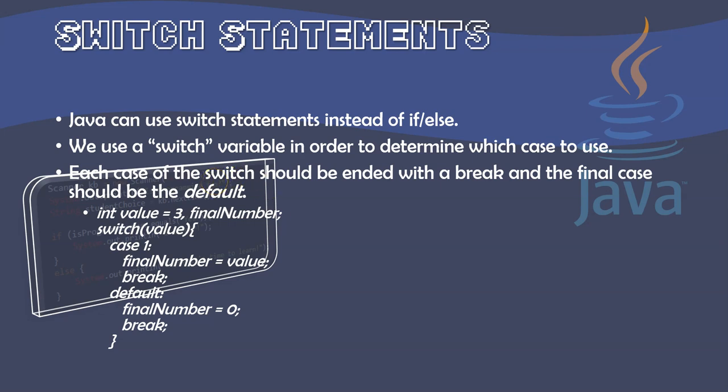And if we look at this example real quick, I have int value is 3 and final number. I have switch value. Case 1, final number is equal to value. Break, default, final number equals 0. So what this does, it's going to plug in 3 for value. So it's going to say switch 3. So it looks to see, is there a case with this value? If you look, we only have a case with the value of 1. So unless this int value equals 1, it will not have this case statement happen. Instead, it's going to go to the default here and set final number equal to 0 before falling out.